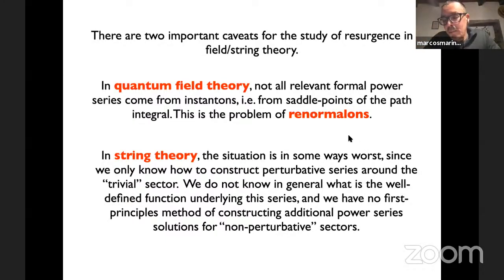So remember that, for example, in the case of Chern-Simons theory, this was very easy. What is behind our power series is actually this state integral, this partition function of Chern-Simons theory, which can be made rigorous by using this state integral construction. But in string theory, we don't really know what is the state integral or what is the path integral that is behind our calculations. So this makes it very hard to actually make progress.